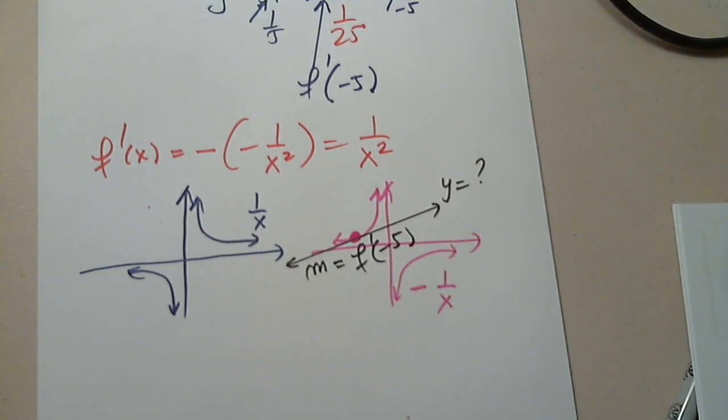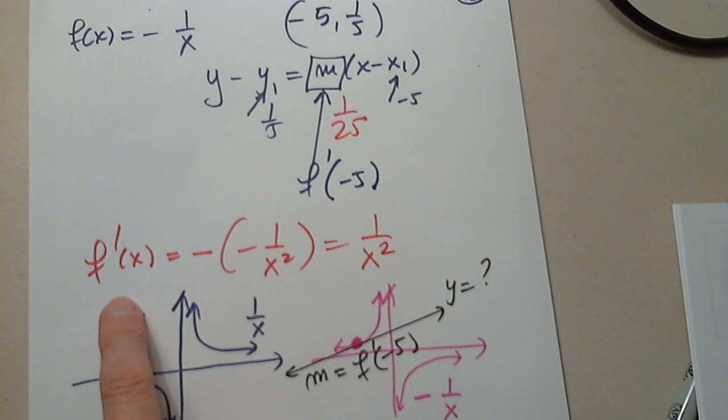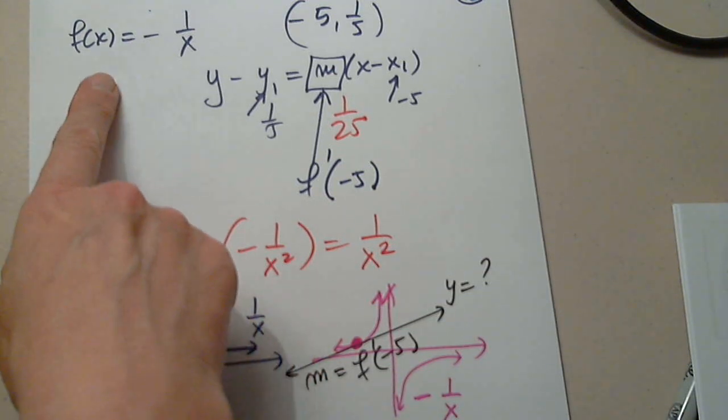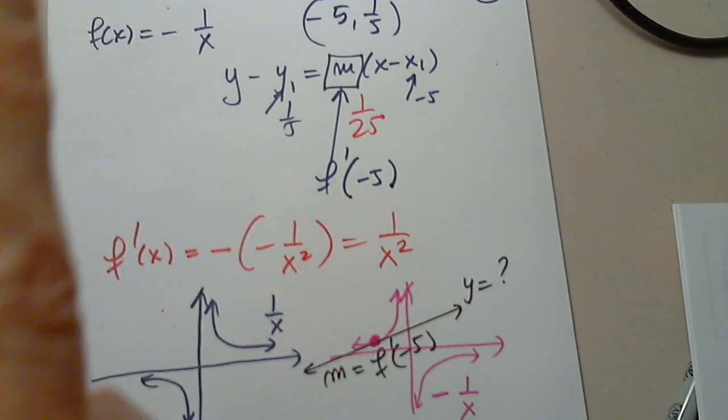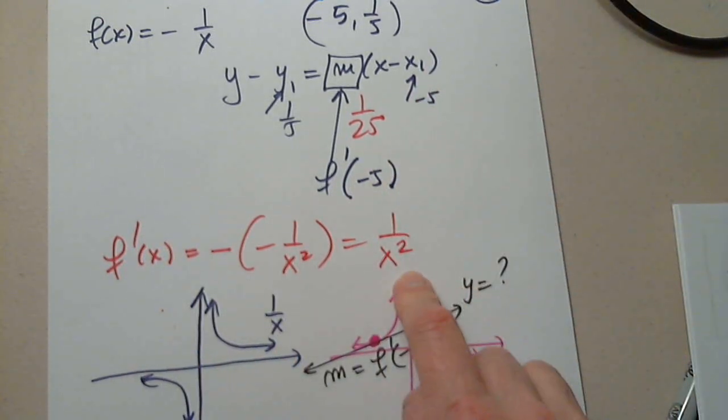Got it. Okay. So you have to be given that f prime of negative 5. You have to find it. So you are not given f prime. You're given the function. You have to find f prime. Once I found f prime, I will plug in negative 5.